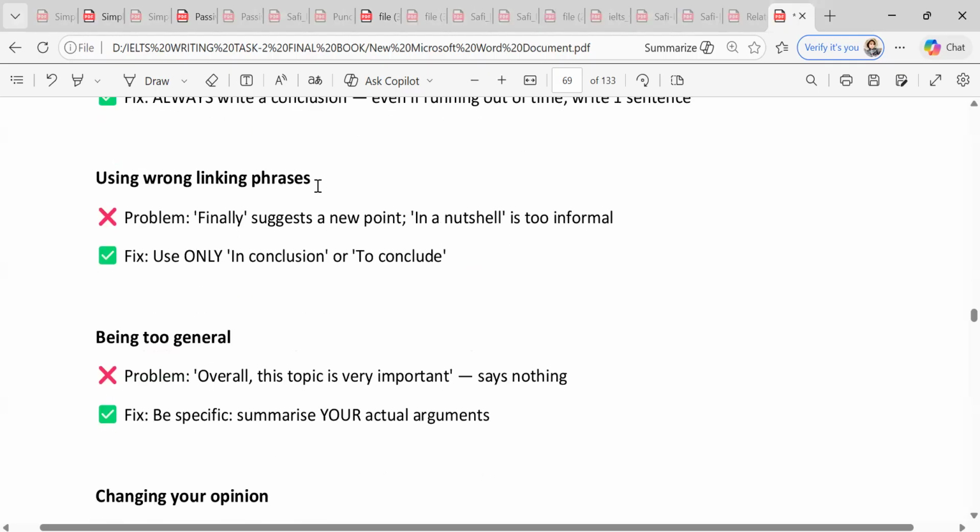Number five: using wrong linking words like finally. Never use that. As I told you, you can select only one of these two, either in conclusion or to conclude.